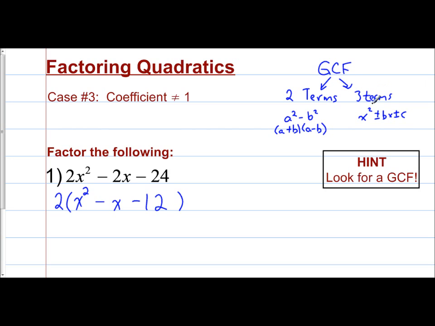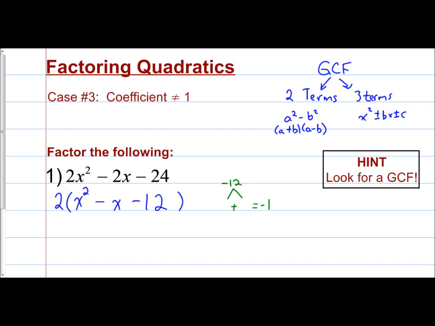And so now I applied my GCF technique. I see I have three terms inside my parentheses, and so I'm going to apply the product and sum technique for factoring a quadratic. Your product is negative 12. So you want two numbers that multiply to give you negative 12, but add to give you negative 1. The negative product tells me one's a positive, one's a negative, and the negative sum tells me the negative factor has to be larger.